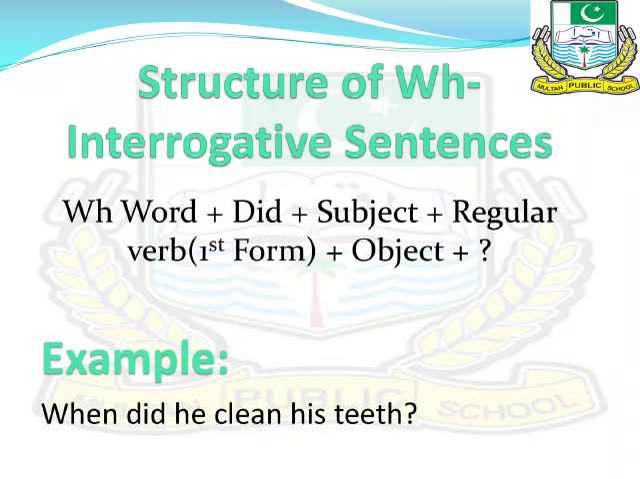And in the end, we will discuss the structure of WH interrogative sentences. First comes WH word, then did, then subject, then regular verb, that is in the first form of verb, then object, and then question mark. For example, when did he clean his teeth?